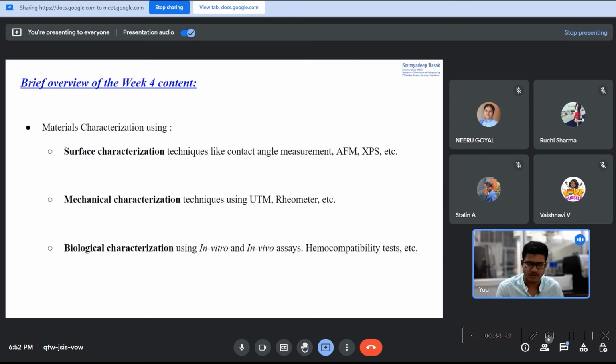So these techniques we have talked about. Mechanical characterization: we used rheometer and universal tensile machine, UTM, right? How the data is generated, what the various properties of the material are, the elastic property, the plastic property, and how the properties of metals and polymers change. Biological characterization we have talked about: in vitro characterization, in vivo assays, hemocompatibility test, scratch assays, cell migration assays. This kind of assays we have talked about. Okay.